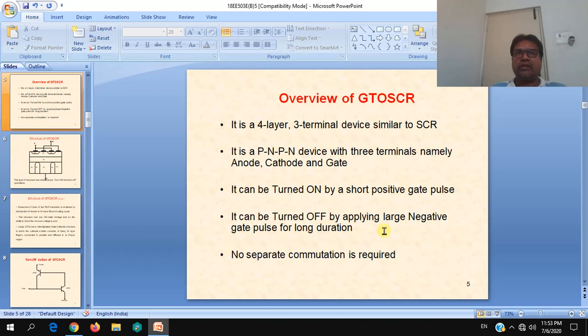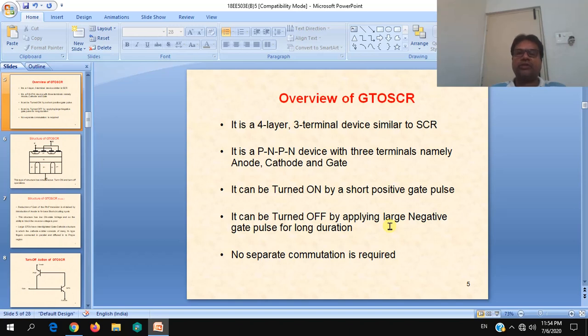Once the SCR is turned on, or once it reaches the on state, the gate loses control over the anode current and voltages. So even if we maintain the voltage between gate and cathode, it will be a wastage. So we will be removing the gate signal.